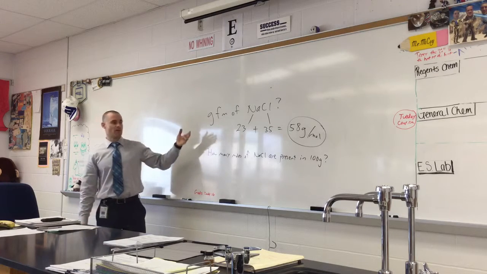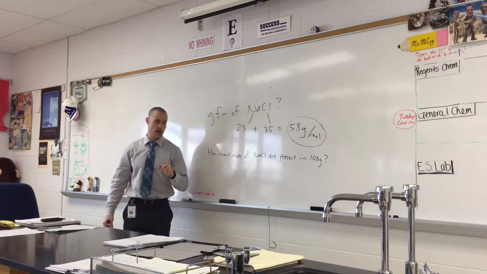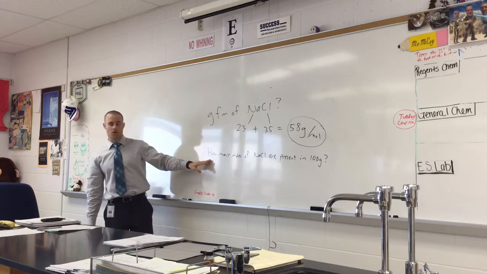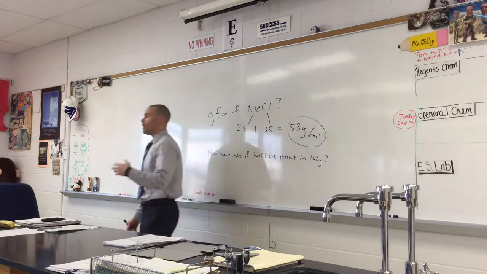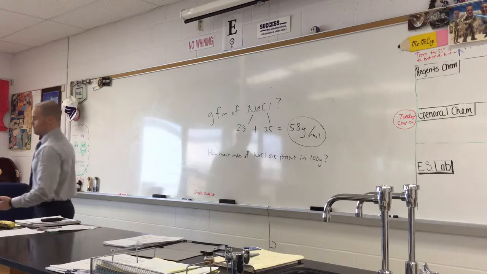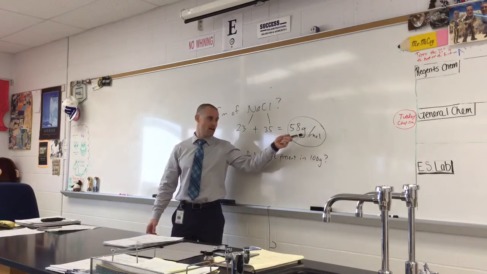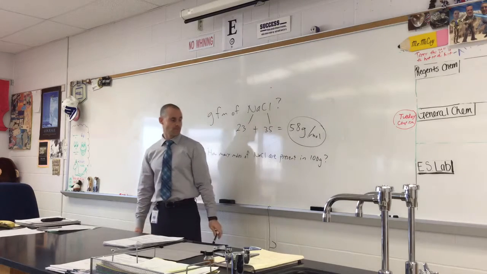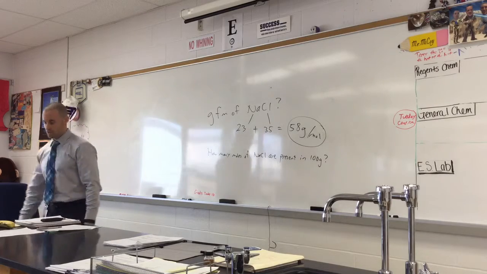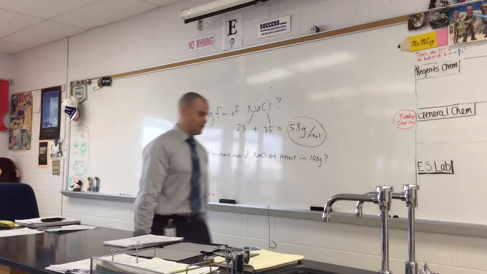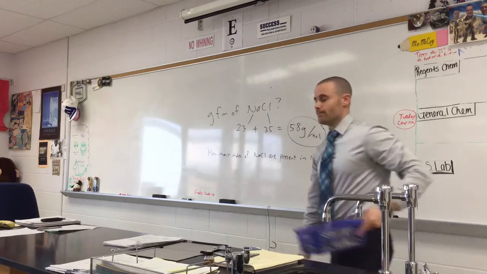If we know the gram formula mass of NaCl is 58 grams per mole, we know that. So now we should be able to answer the question, how many moles of NaCl are present in 100 grams? So if I have 100 grams of NaCl, I have more than 1 mole because 1 mole has 58 grams. So I'm going to give you a minute. And if you need a calculator, you can come get it. We're going to need them anyway.